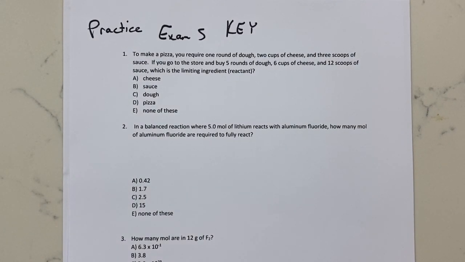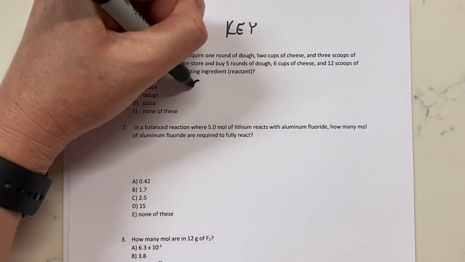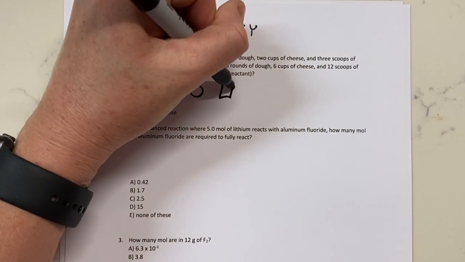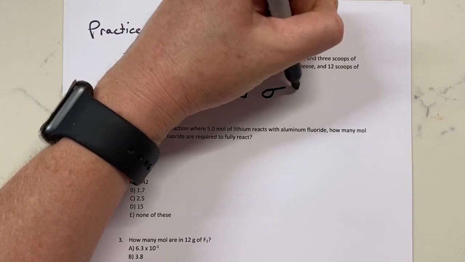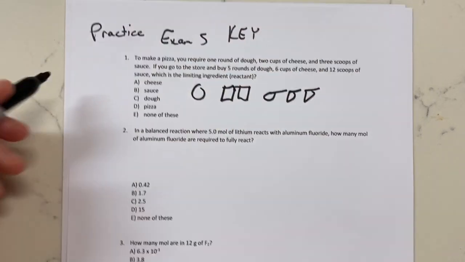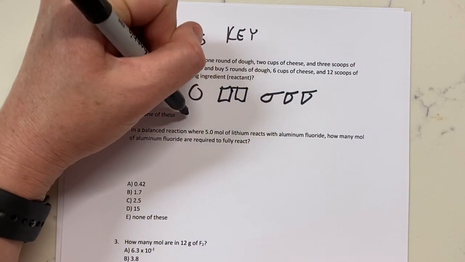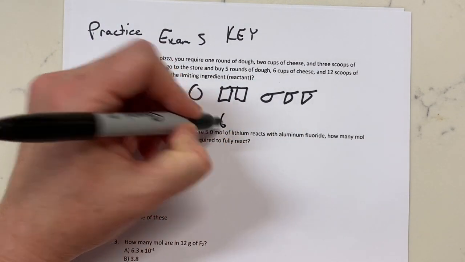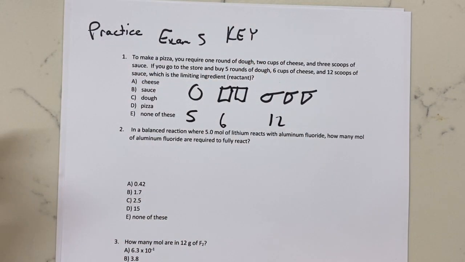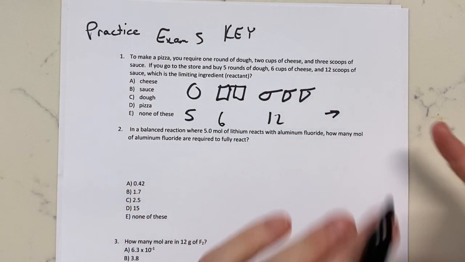All right, let's go ahead and do this practice exam 5 key. It starts with a question that says, to make a pizza, you require 1 round of dough, 2 cups of cheese, and 3 scoops of sauce. It says, if you go to the store, you buy 5 rounds of dough, 6 cups of cheese, and 12 scoops of sauce. Which is a limiting ingredient? In other words, kind of like how many pizzas can you make?